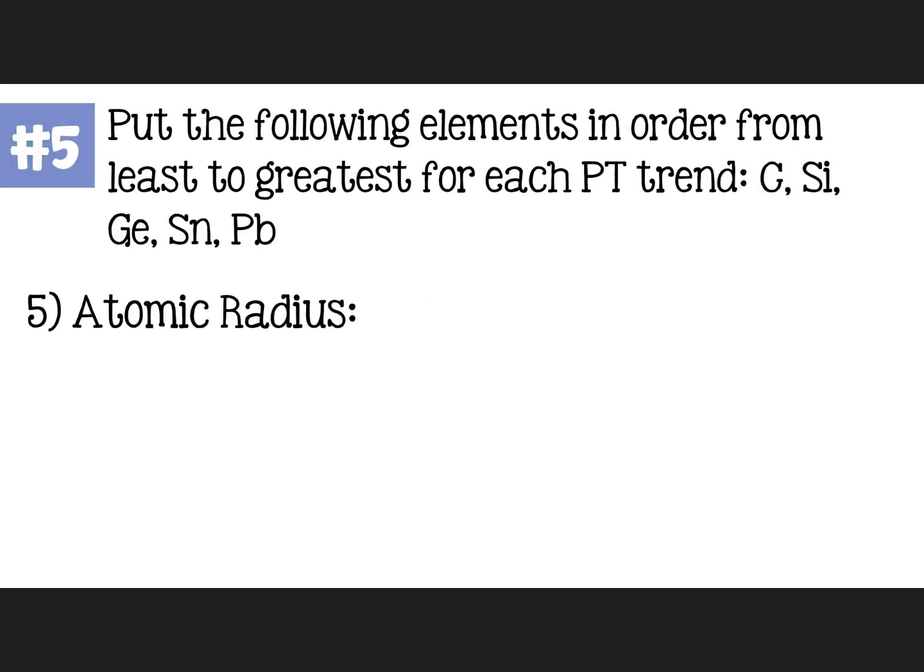Let's look at another example where we put the following elements in order from least to greatest for each periodic table trend. This time our elements are carbon, silicon, germanium, tin, and lead, all of which share the same column or group on the periodic table.